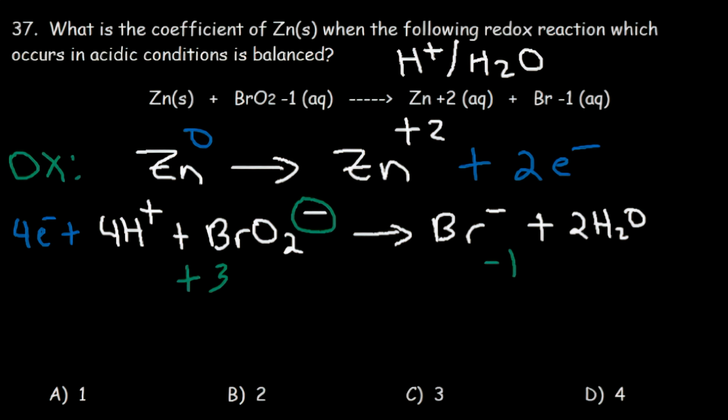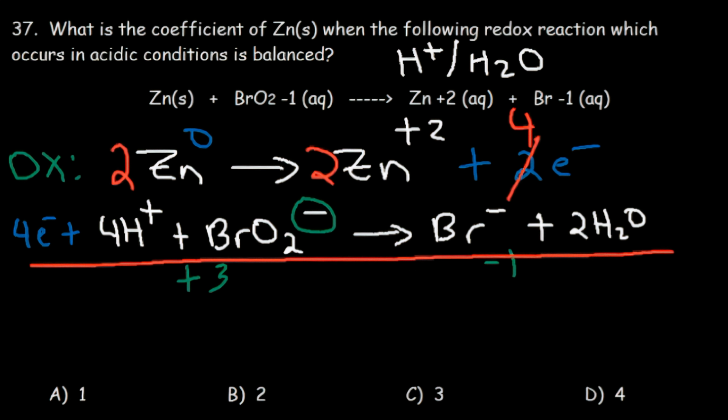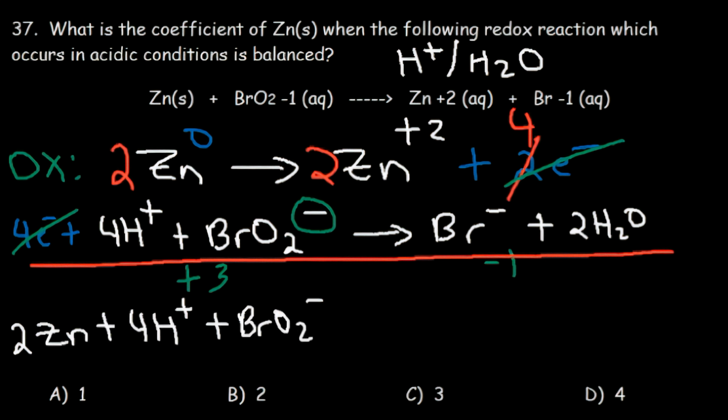So to get the net reaction, the electrons must be equal. Since they're not, we need to multiply the first equation by 2. So this is going to be 2, 2, and this is going to change to a 4. So now we can add up the reactions. So the electrons will cancel because we have 4 electrons on both sides. And we can bring everything down. So we have 2 zinc atoms, plus 4 H plus ions, plus 1 bromite ion, which will convert to 2 zinc plus 2 ions, 1 bromide ion, and 2 water molecules.